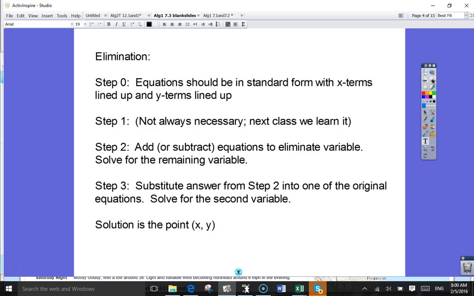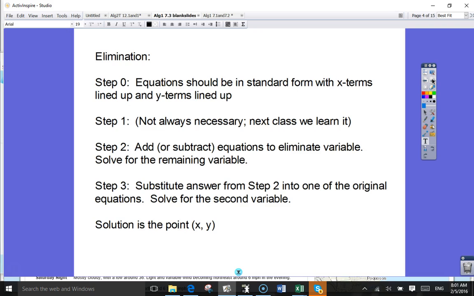Step 2 is we are going to add or subtract the two equations with each other, and it will eliminate one of the variables. That's why it's called elimination. Remember, in substitution, when we solved for one variable and then we plugged it into the other, we eliminated a variable. Okay, well, that's what we're doing here. Just doing it in a slightly different way. And, you know, you get an answer for one variable by doing that second step. And then you're going to have to plug it in to find the other variable.